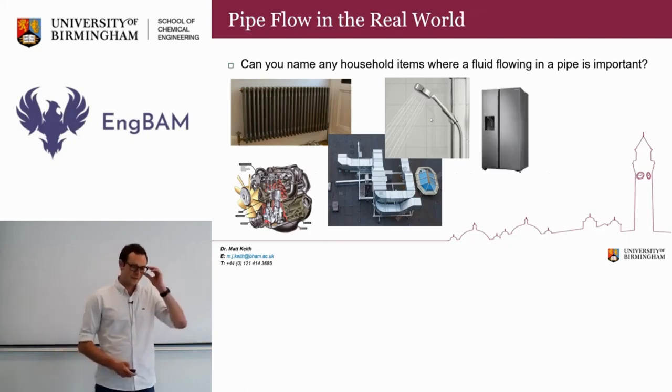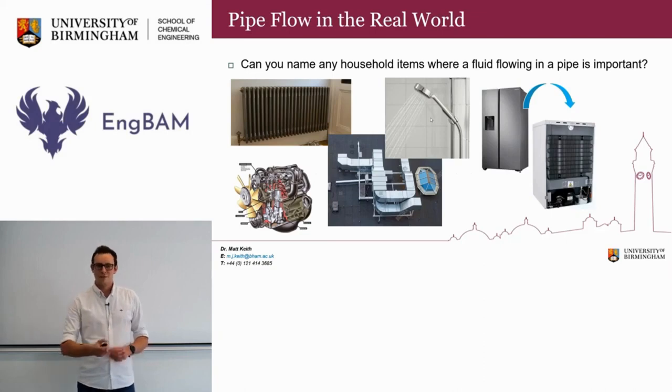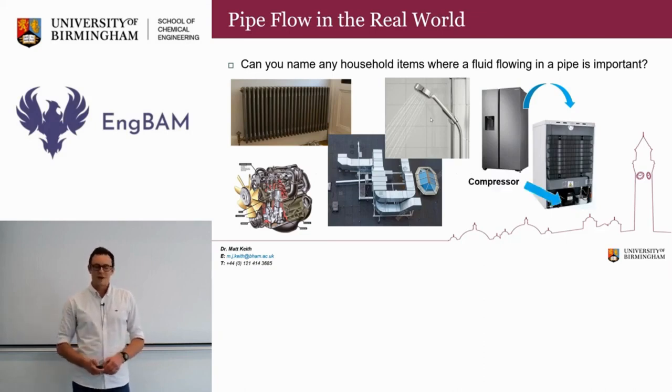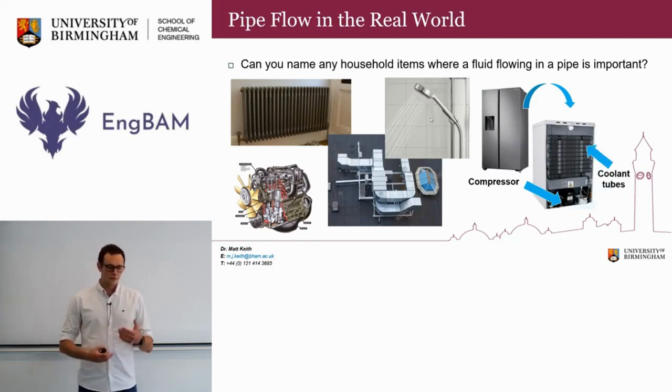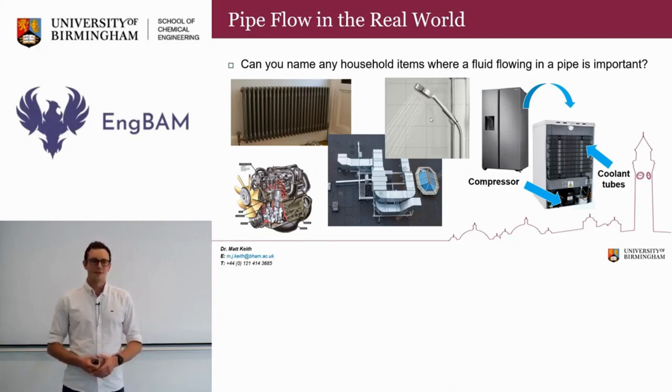And then finally, something like a fridge. If you flip a fridge over, you can see it has a bit of a radiator at the back. There is a compressor at the bottom which compresses our coolant, and then there's also coolant tubes where the coolant flows around the back of our fridge to remove the heat out of it and keep it nice and cool.